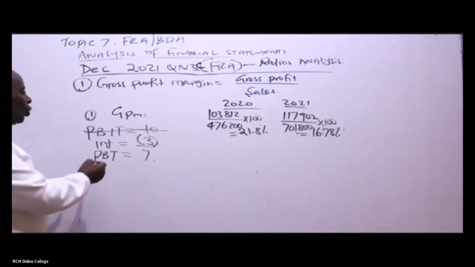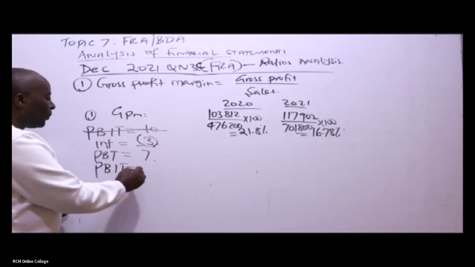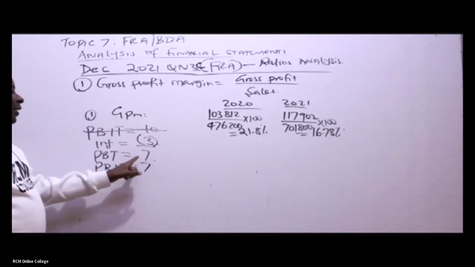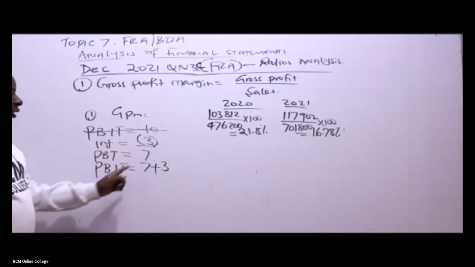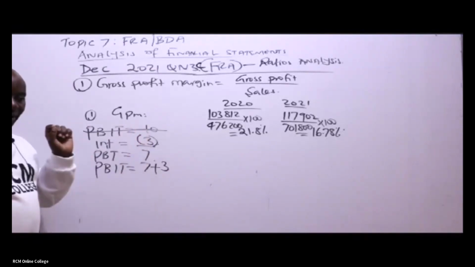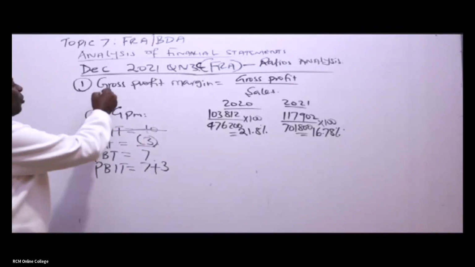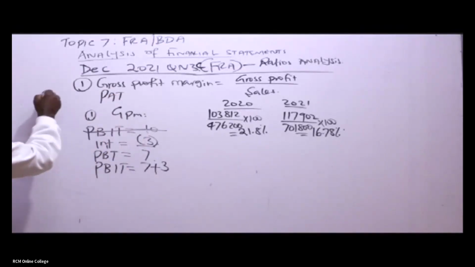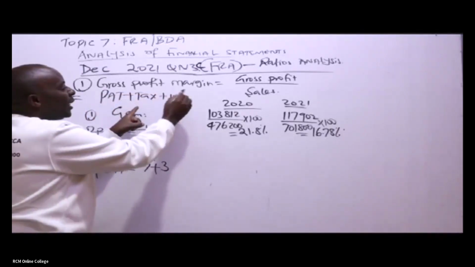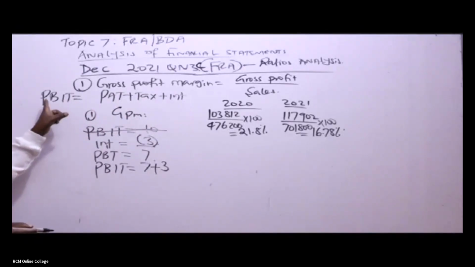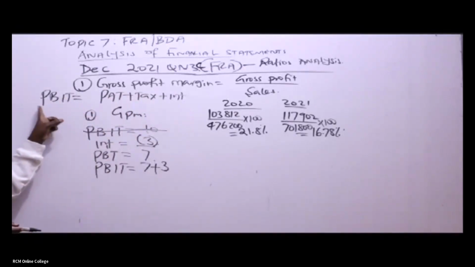To change this to before interest and tax, you had subtracted interest to arrive at this, so simply go and add back that interest, which is 3. So 7 plus 3 gives me 10. At times they even give you profit after tax. If they give you profit after tax and you want to get PBIT, you come and add back tax, and then you add back interest. Because this is profit before interest and tax, so you add back tax and add back interest to get this PBIT.